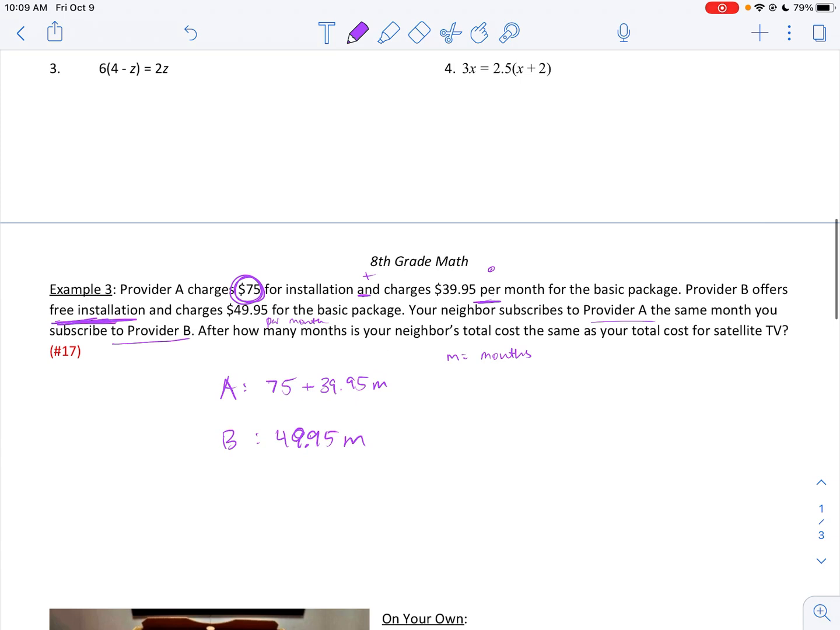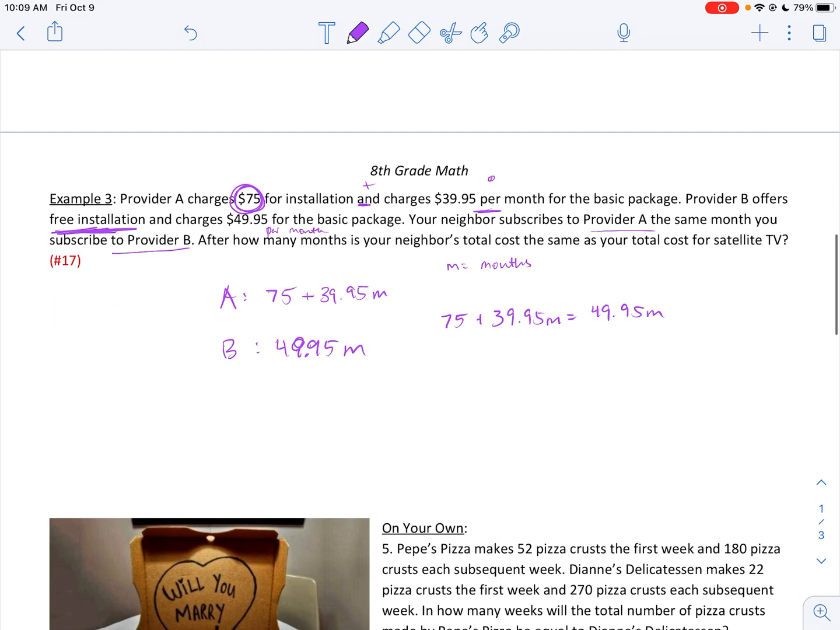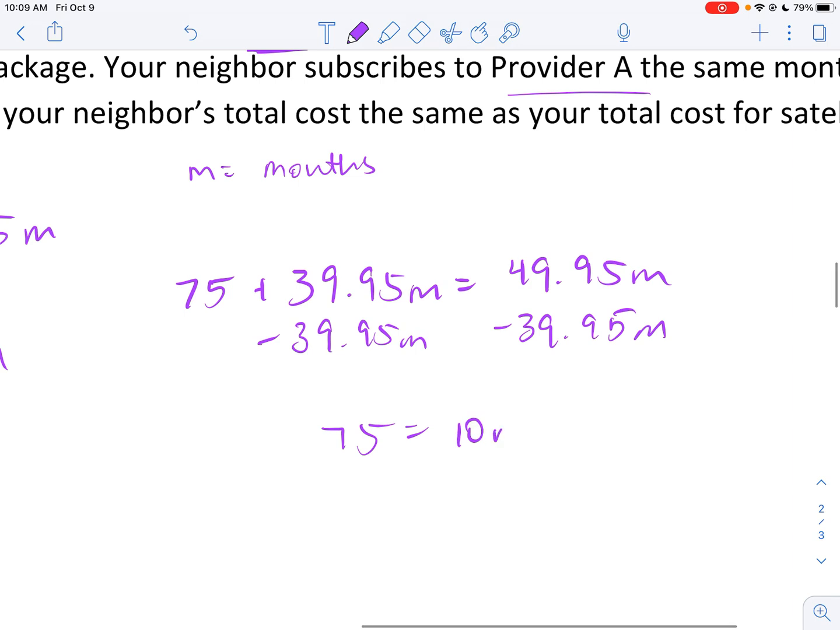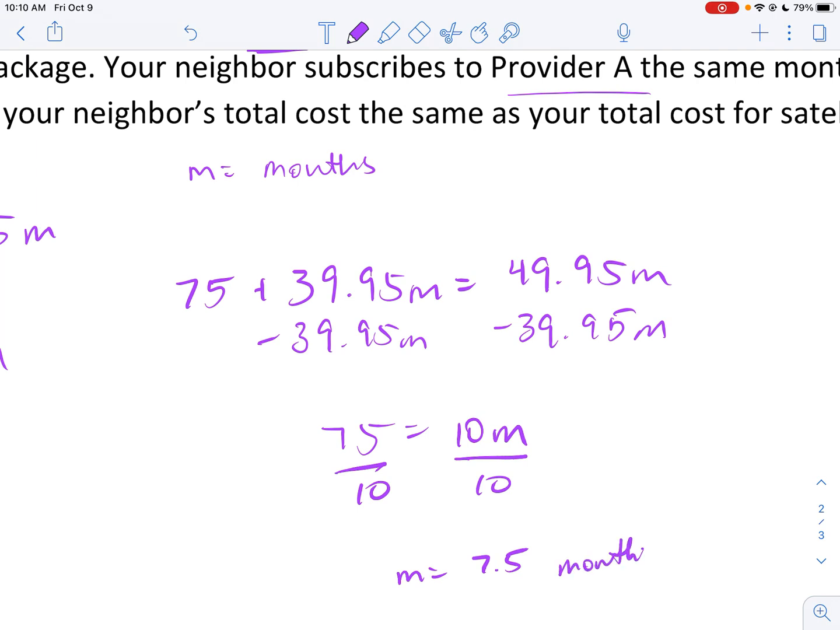So what this is asking is, when are the A and B going to be equal? So let's set it up. 75 plus $39.95 M equals $49.95 M, right? So now, using what we learned, let's move everything to one side of the equal sign. So let's move this over, minus $39.95 M, minus $39.95 M. 75 equals, well, this is going to be just 10M, divided by 10. M is equal to 7.5 months.